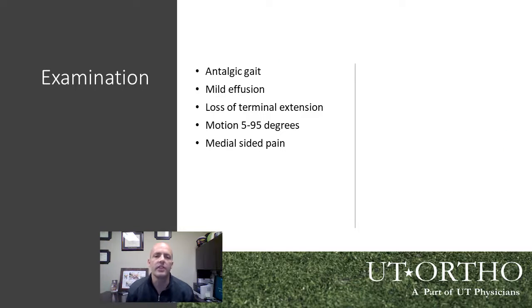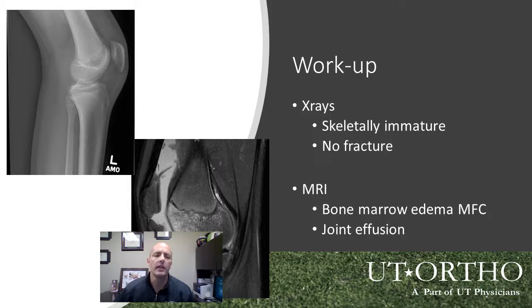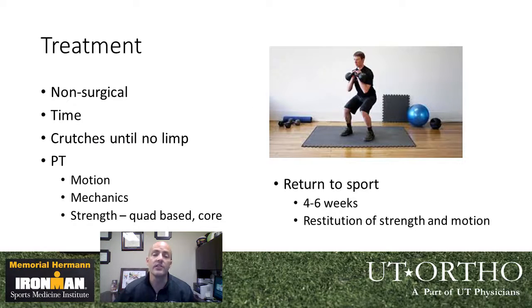On his evaluation, he has an antalgic gait, mild effusion, loss of terminal extension. His motion was 5 to 95 degrees. This is once he's in the office. And he has medial-sided knee pain. Workup included x-rays that revealed a skeletally immature patient with no fracture. An MRI was obtained secondary to swelling and lack of motion and revealed a bruise of the medial femoral condyle and a large joint effusion. There was no other abnormality. The patient had the diagnosis of a knee contusion. Treatment for this is non-surgical.